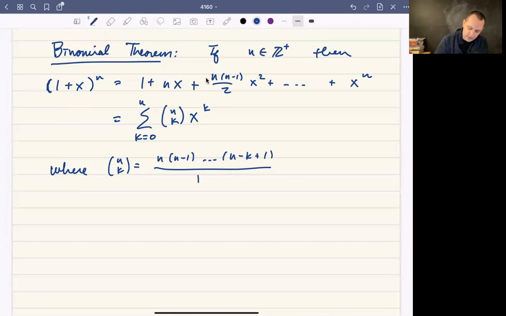And then you divide by k factorial. So that's what this formula is. These are called binomial coefficients.